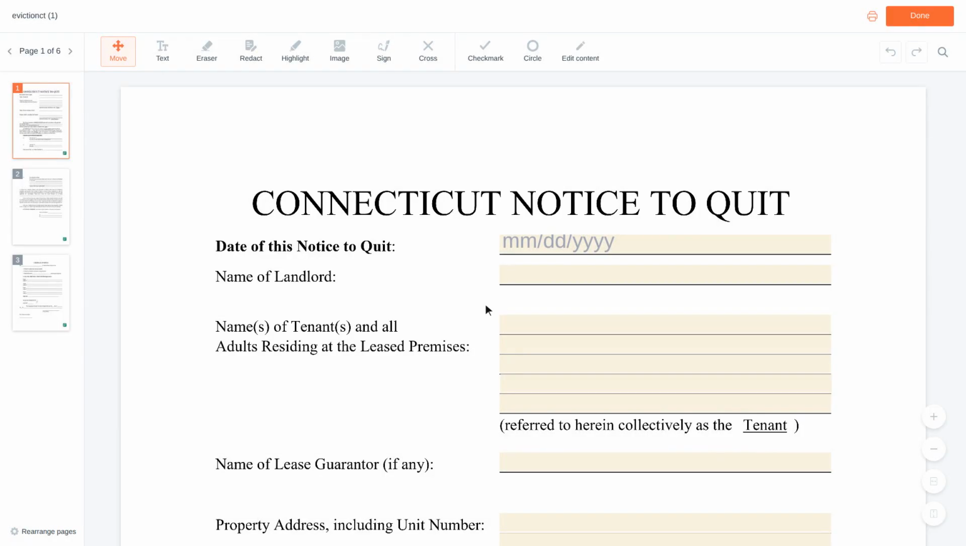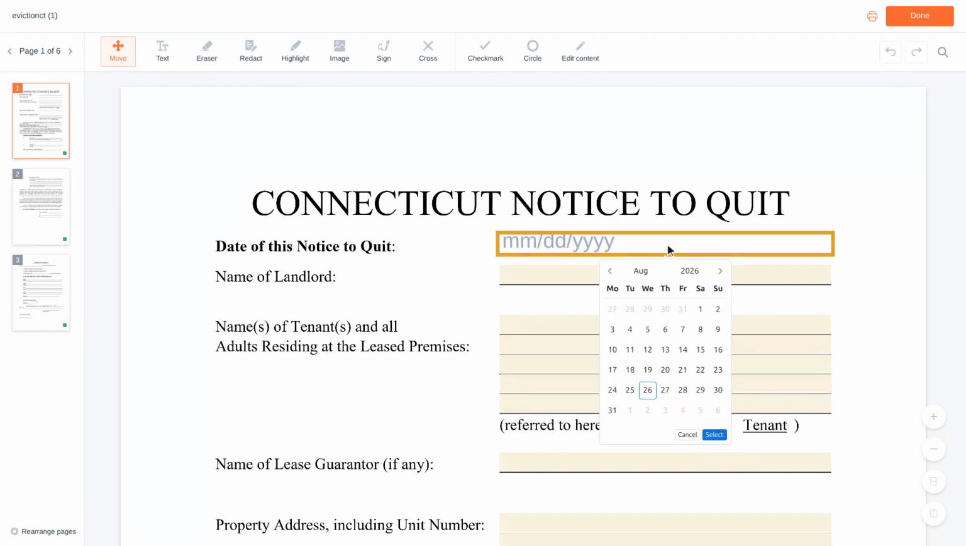Let's fill out the Connecticut Eviction Notice together, the written notice a landlord serves before an eviction case can begin, and check what the state asks of it as we go. Start at the top with the date of this notice. Then the landlord's name, in our example Anna Baker, and the tenant's, here Ben Carter.